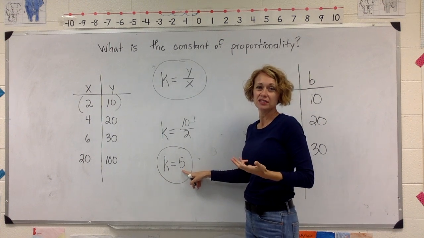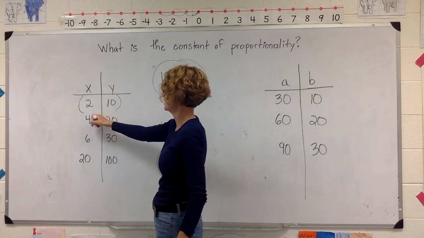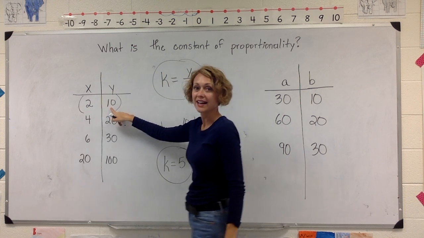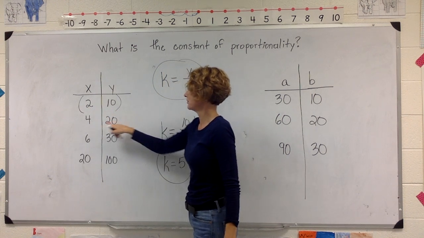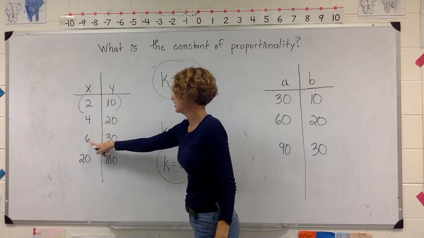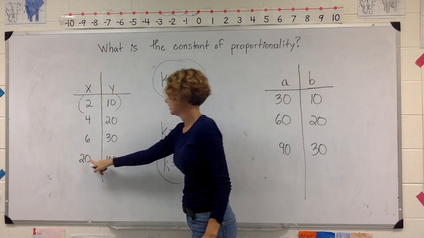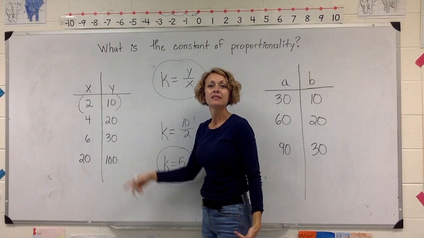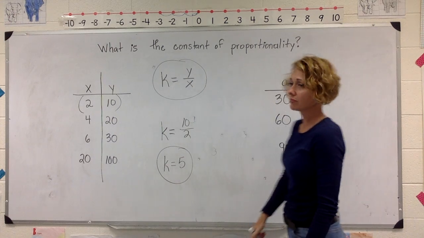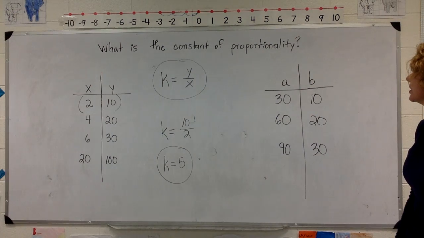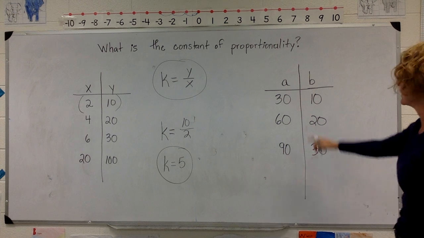The way I can check that is I can check all of the input values and say, is 2 times 5 that? Yes. Is 4 times 5 this? Is 6 times 5 that? Is 20 times 5 that? Yes, it works. Let's go over here to our table where our input is represented by A and our output is represented by B.